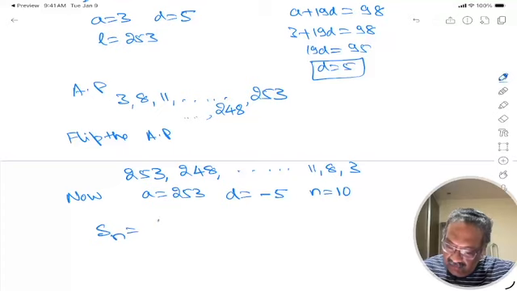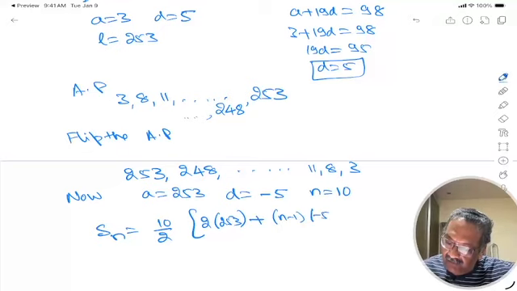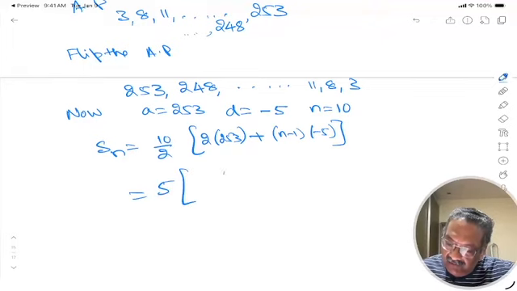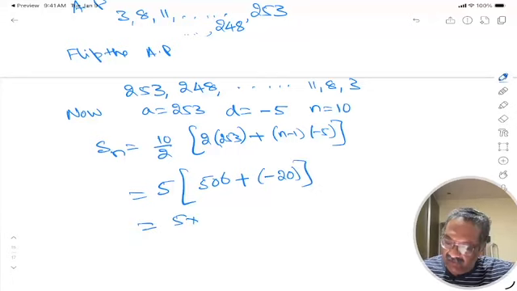So Sn is equal to 10 by 2 into 2A plus n minus 1 into D, which is equal to 5 into 2 times 253 is 506, plus n minus 1 is 9 minus 1 is 9... 10 minus 1 is 9, 9 into minus 5 would be minus 45. So it is equal to 5 into 506 minus 45. So we can solve this.